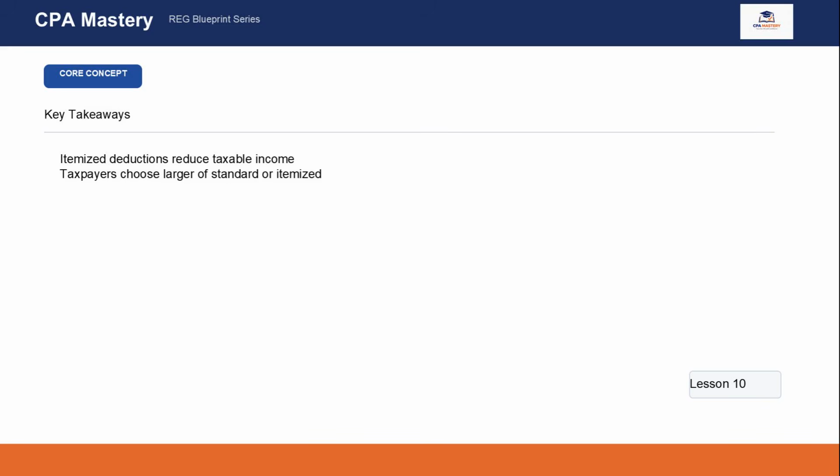Itemized deductions allow taxpayers to deduct certain qualifying personal expenses from income when calculating taxable income. However, taxpayers must choose between claiming the standard deduction or itemizing deductions, because only one option may be used. The correct approach is to compare both amounts and select whichever deduction provides the greater reduction in taxable income.